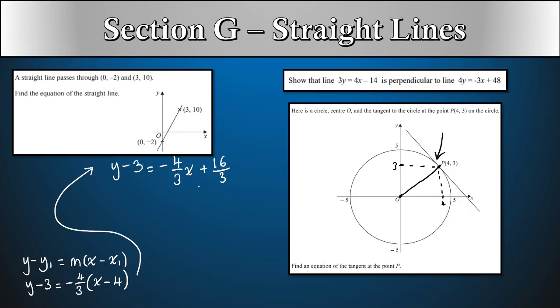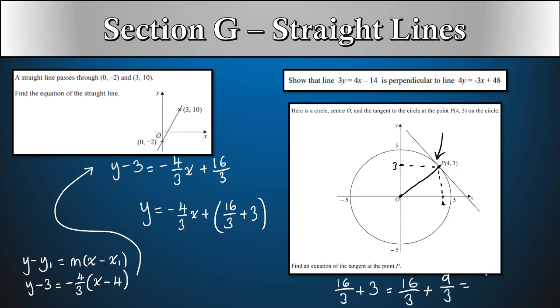So all I need to do now is add 3 to both sides. So y is equal to minus 4 over 3x, 16 over 3 plus 3. Let's just do that in a bracket first. So 16 over 3 plus 3. I'm doing this by hand, you could just use a calculator, but I could write this as 9 over 3. And then 16 plus 9 is 25. So that's 25 over 3. So my actual final answer here is y equals minus 4 over 3x plus 25 over 3.